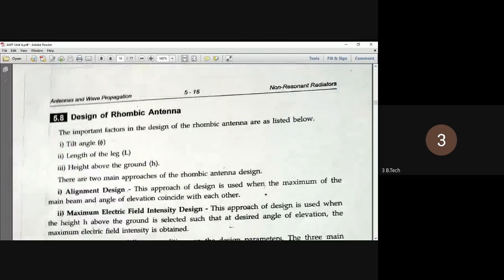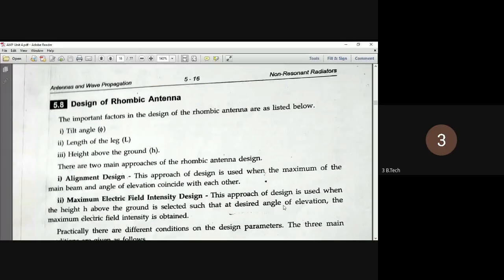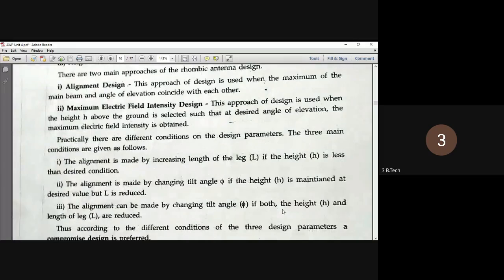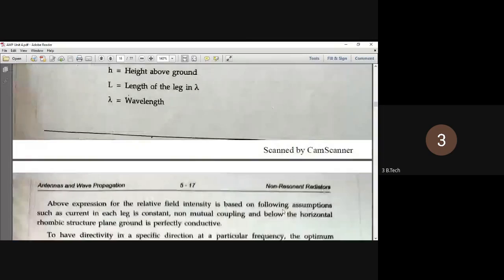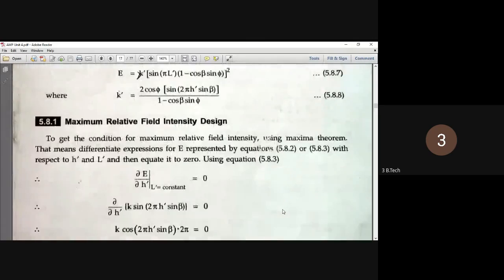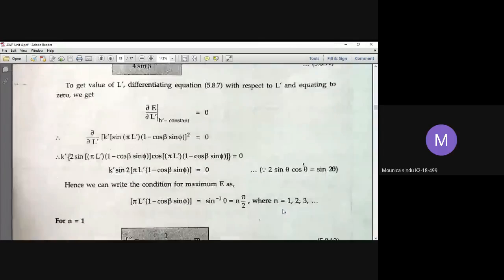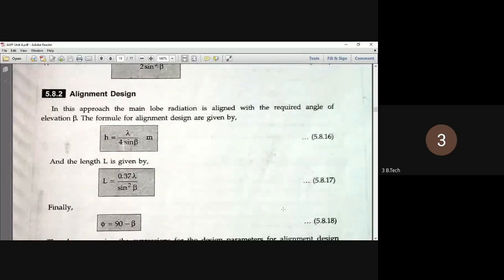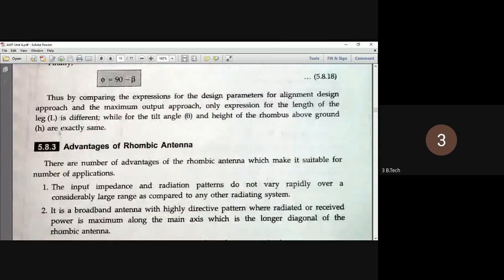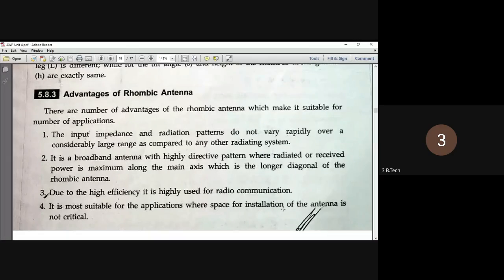Okay. So in the design of a rhombic antenna, there are three important parameters: tilt angle, length of the leg L, and height above the ground h. So these are the rhombic antenna design equations, and the height design. Now, the advantages of the rhombic antenna.